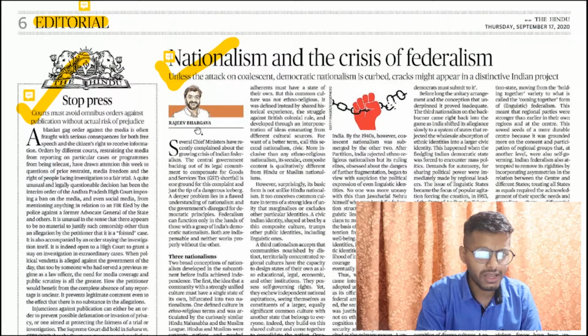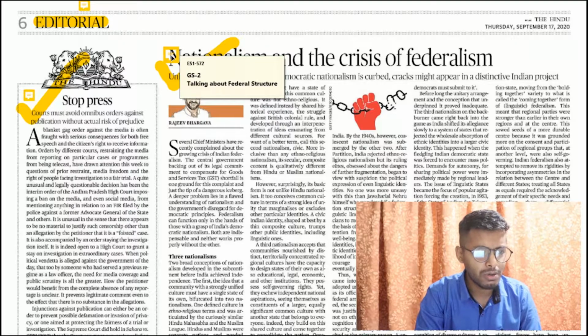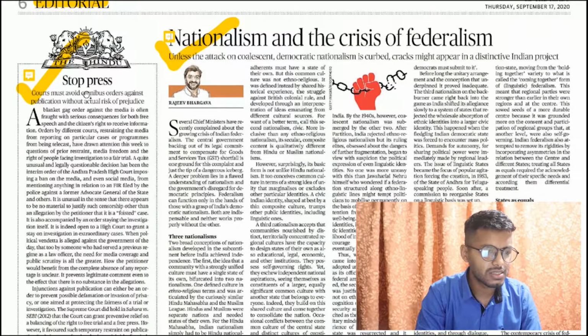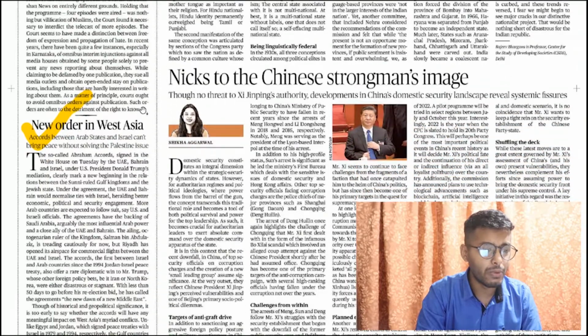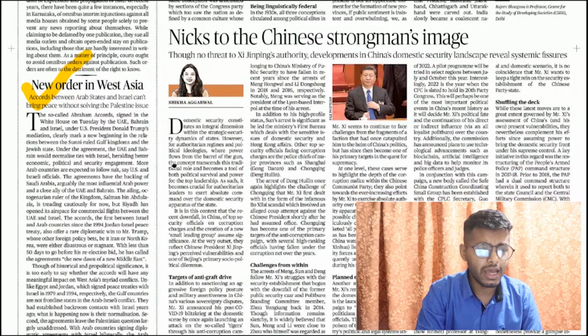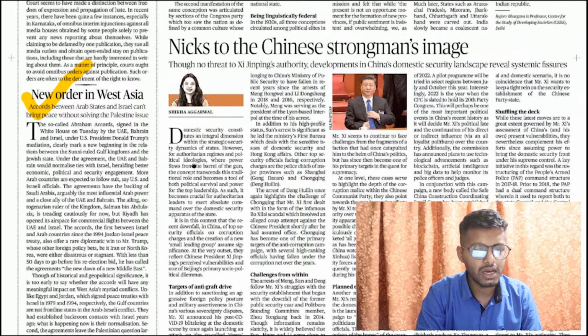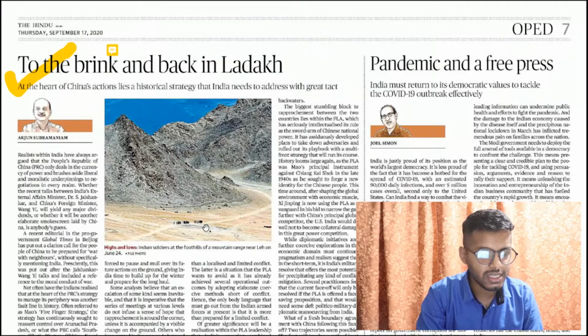So in today's editorial, as we can see, "Nationalism and the crisis of federalism" is important from the GS 2 perspective. It is talking about the federal structure. Then another article is on the press, and another one is "New order in West Asia", talking about the Palestine issue. You can read about what happened in Palestine and the Arab issue. These are the important articles. No need to read this article on the Chinese strongman image.